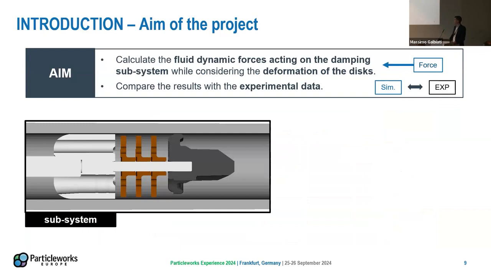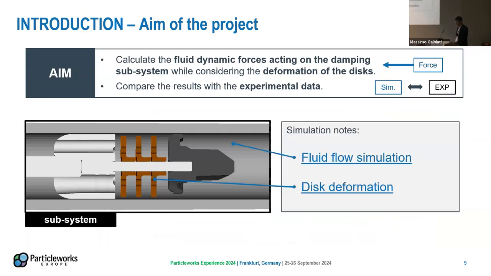Okay, so again, the aim was to calculate the fluid dynamic forces acting on the piston, especially in this subsystem. But we also want to consider the deformation of the discs, so the three discs that you see in brown here. And then, of course, we want to compare with experimental data. So two things we want to simulate, the fluid flow and the deformations, okay? And how can it be done?